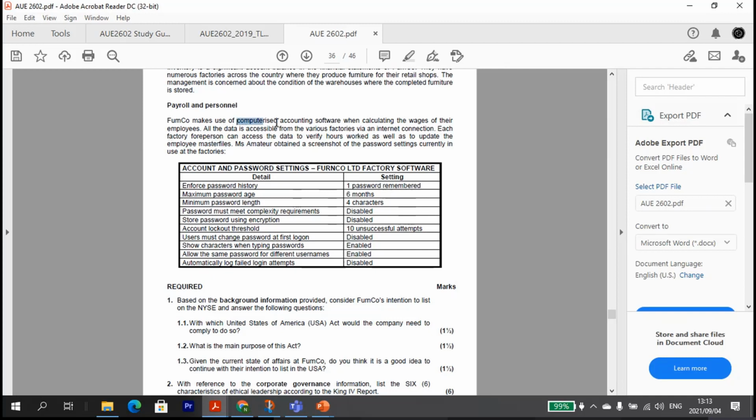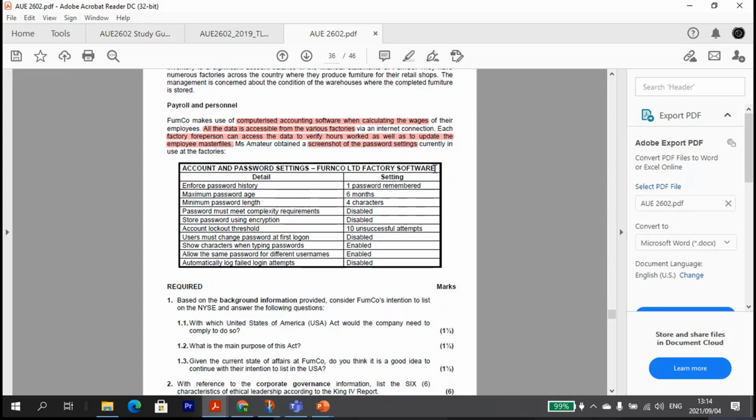FENCO makes use of a computerized accounting system when calculating their wages. All the data is accessible from the various factories via an internet connection. Each factory person can access the data to verify the hours worked, as well as to update the employee's master file. Ms. Emicha obtained a screenshot of the password settings currently in use at the factories. So this is a screenshot of what she obtained in terms of their password settings.